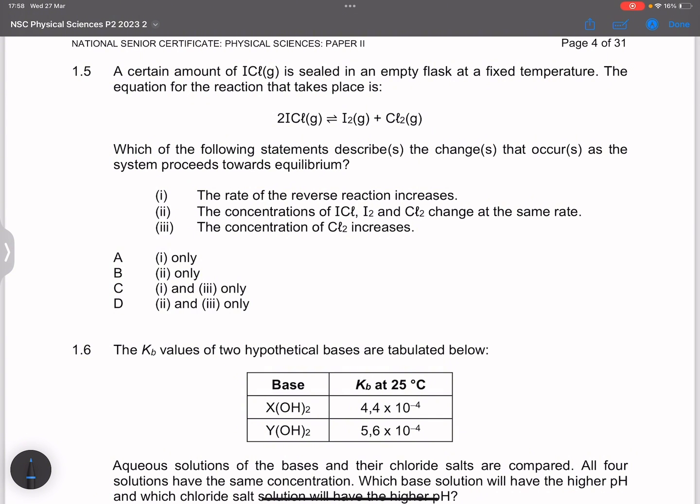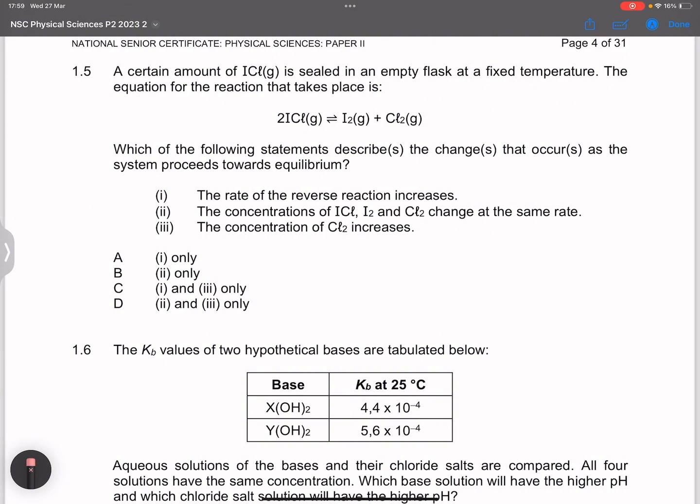The next question says a certain amount of ICl, that's iodine chloride, is sealed in an empty flask at a fixed temperature. They say the equation for the reaction that takes place is given there. Which one of the following statements describes the changes that occur as the system proceeds towards equilibrium? So in this case, we have not reached equilibrium, we're still heading there. Let's see the first statement.